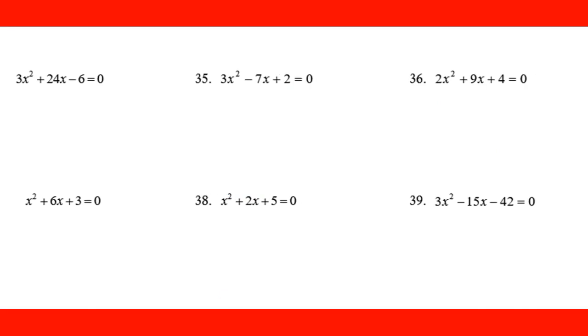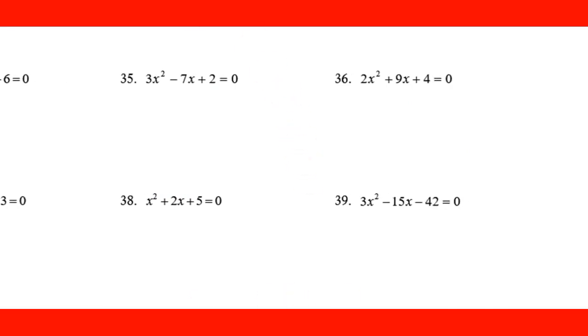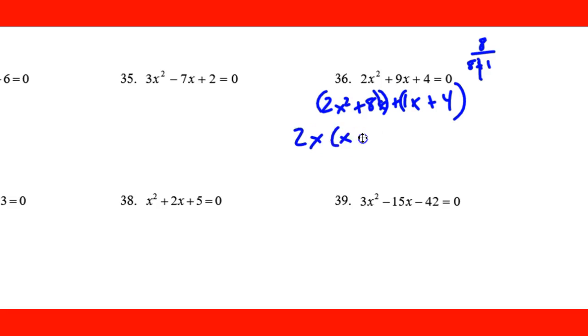Alright, I'm going to erase it right now. Now moving along to number 36. Looking at this, 2 times 4, let's see, 8. Factors of 8. Let me see, 8 and 1. So 2x squared plus 8x plus 1x plus 4. If I group it, take out a 2x, we're left with x plus 4.